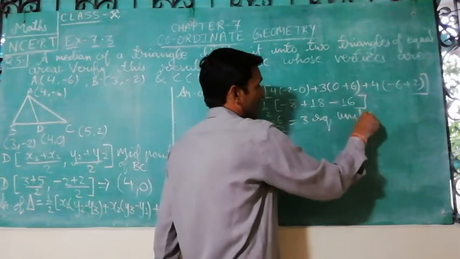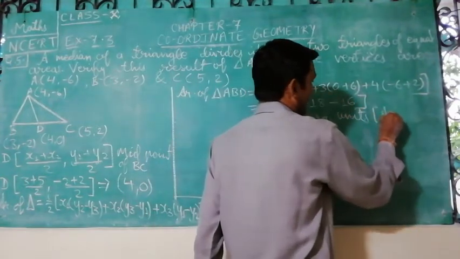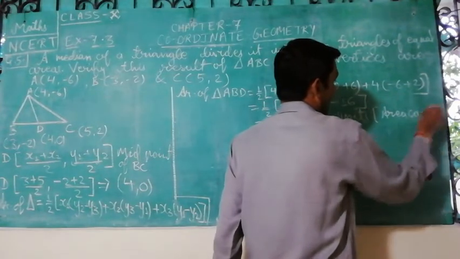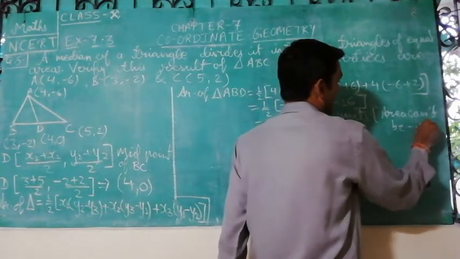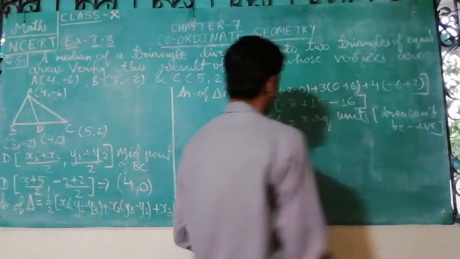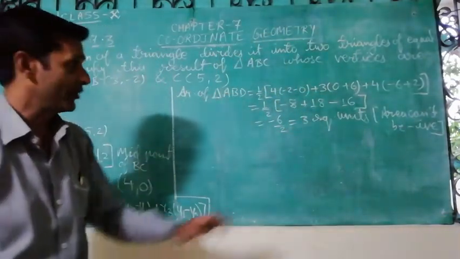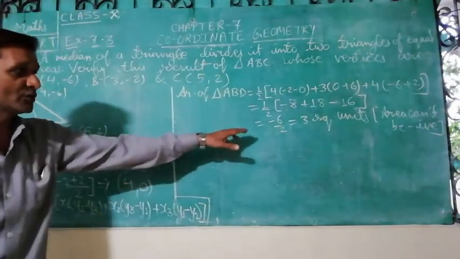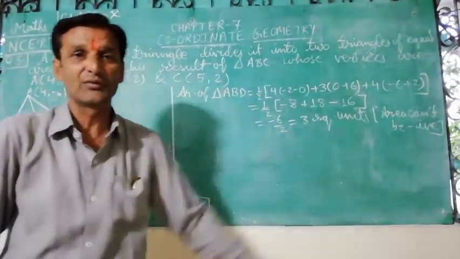Not minus 3. Why is it so? Area can't be negative. So you will have to change the sign here. It is minus 3 actually, but we have to write here 3 square units. Always remember this thing, that area can't be negative, so we will have to mention it in positive quantity.